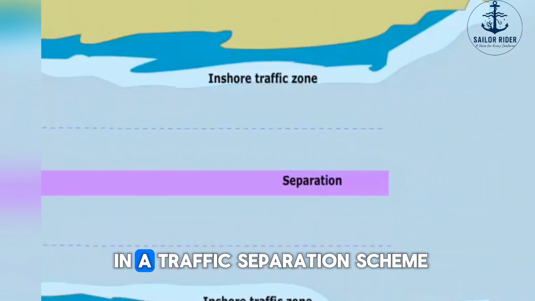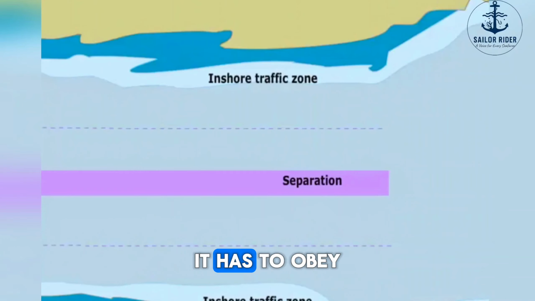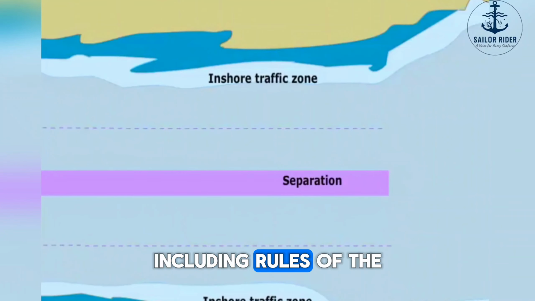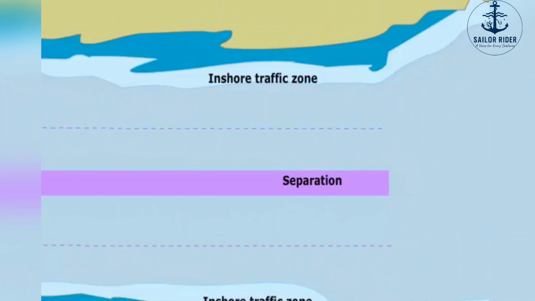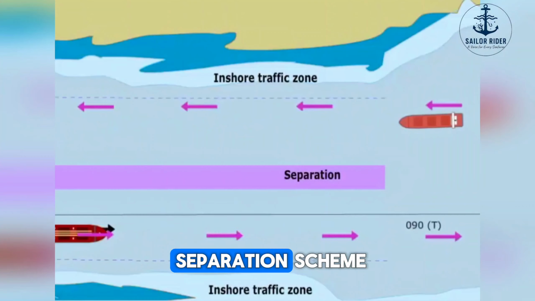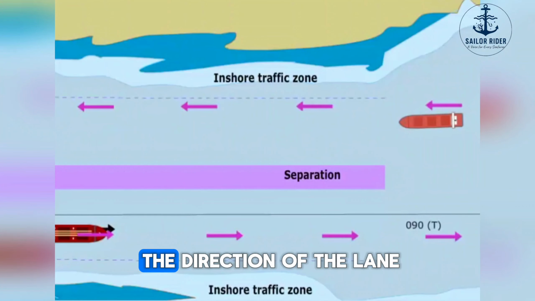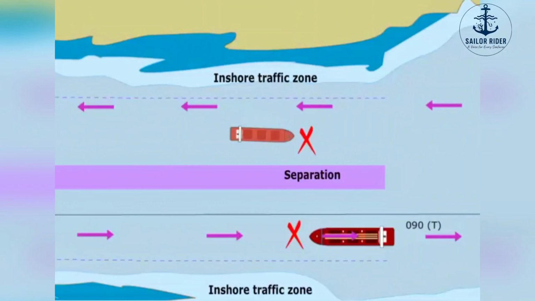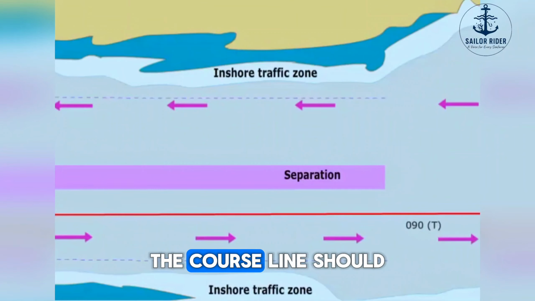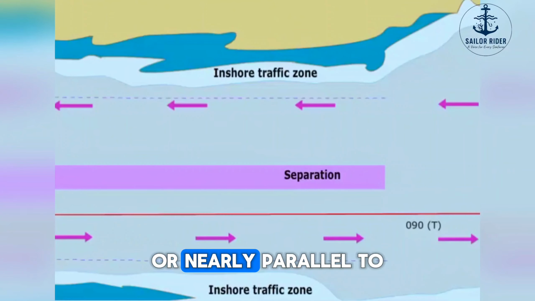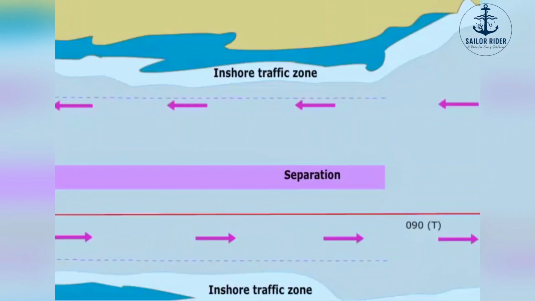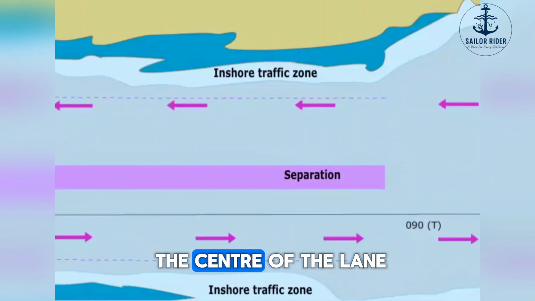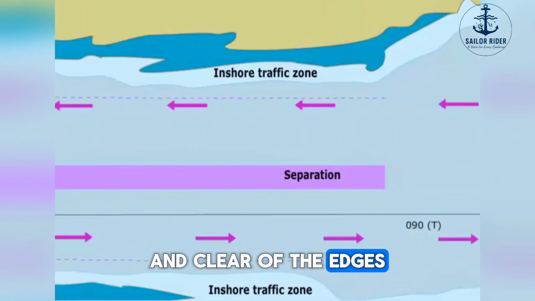When a vessel is in a traffic separation scheme, it has to obey all rules, including rules of the traffic separation scheme. While using the traffic separation scheme, you should navigate in the direction of the lane and not in the opposite direction. The course line should be drawn parallel or nearly parallel to the direction of the lane. Draw the course at the center of the lane and clear of the edges.